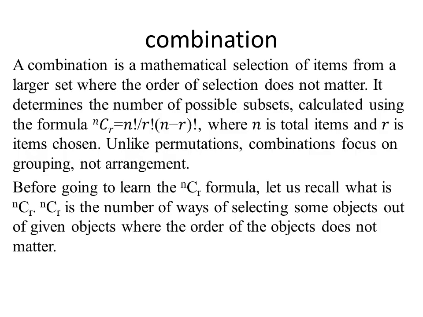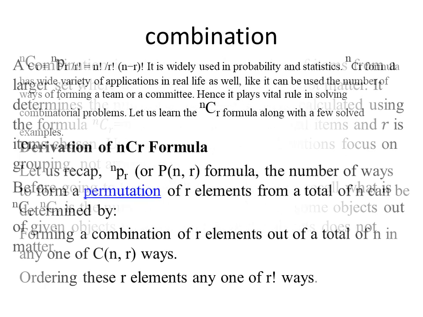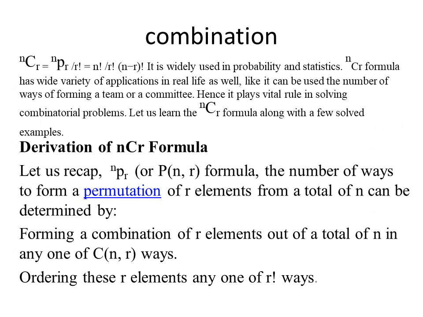Before going to learn the formula nCr, let us recall what is nCr. nCr is the number of ways of selecting some objects out of given objects where the order of the objects does not matter. nCr is equal to nPr over r factorial, that is equal to n factorial over r factorial into n minus r factorial. It is widely used in probability and statistics.